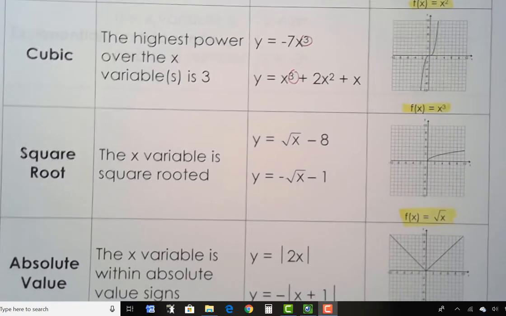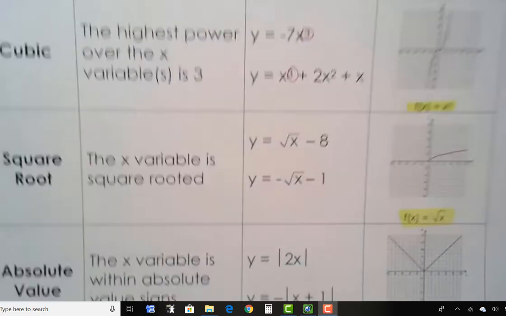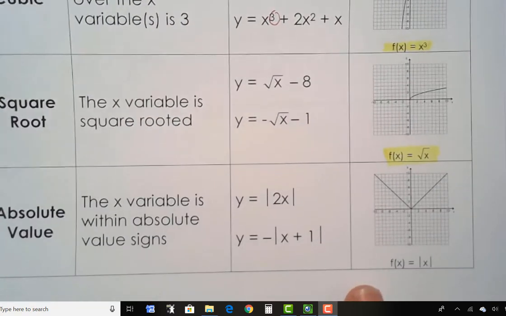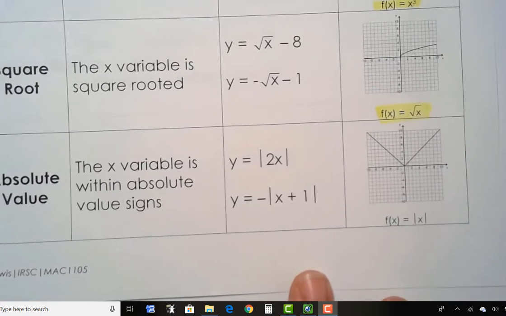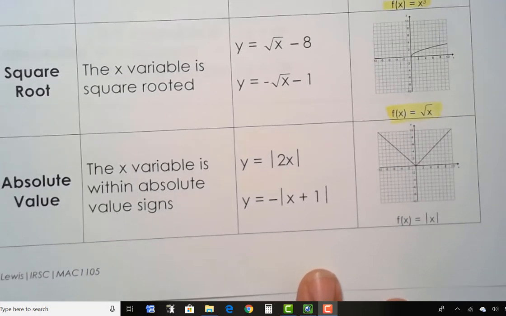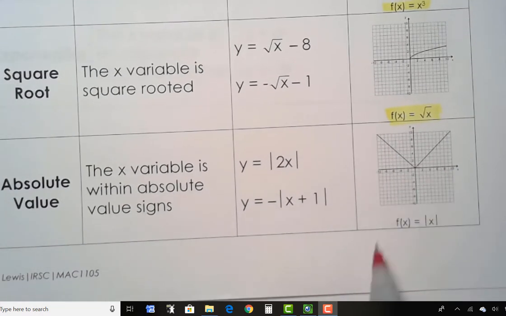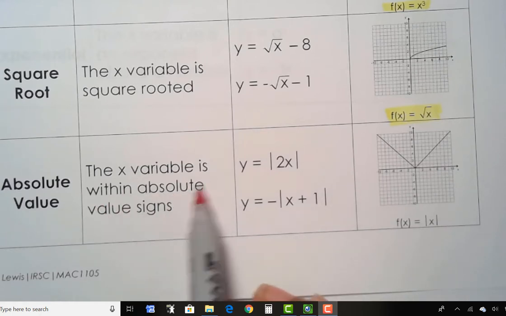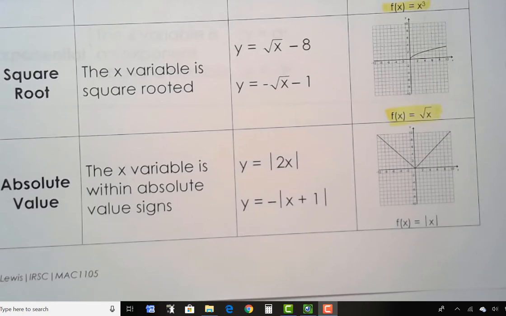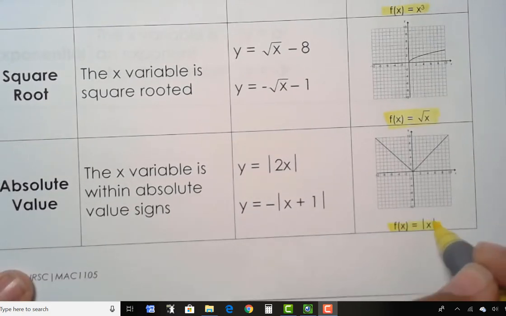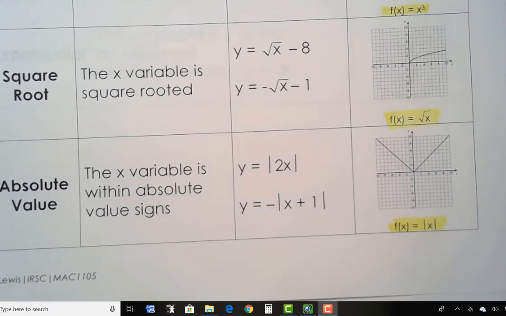Then we have the absolute value function, or absolute value equation. We have a V-shaped graph. The x variable is within the absolute value signs. Here's the parent function: f of x is equal to the absolute value of x.